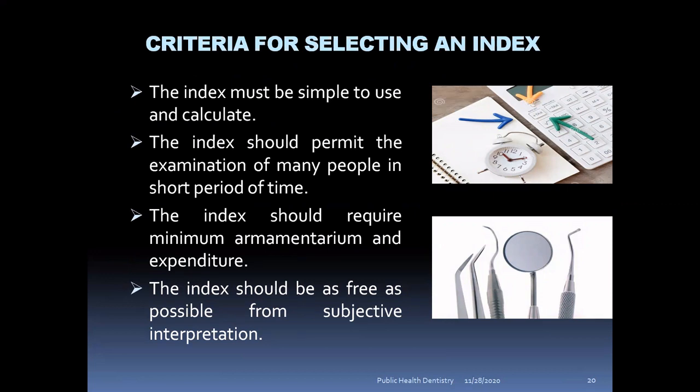Moving further, the index should require minimum armamentarium and expenditure. The instruments which we use should be very few and of clinical importance. And the expenditure, whatever things we are using while measuring the index, should not be of much cost. The index should be as free as possible from subjective interpretation.